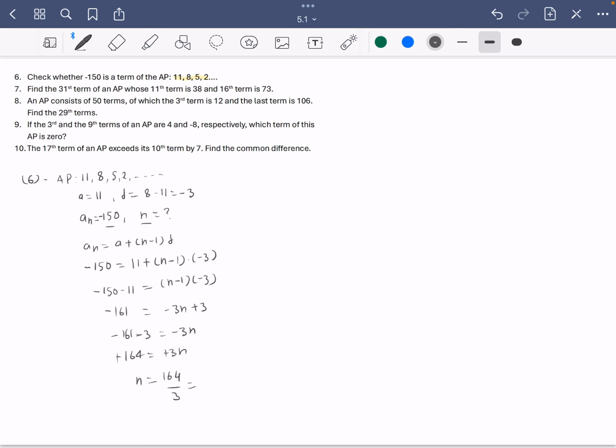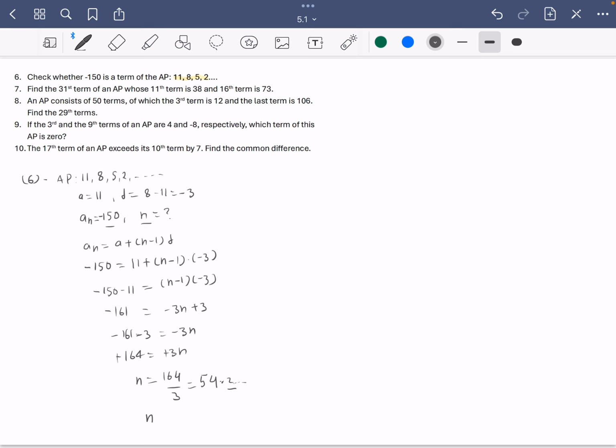Can I divide 164 by 3? It's 3 times 5, 15, and it remains 14. Yes, 3 times 4 is 12. We still have 2 left, which I cannot divide by 3. So it's 54 times something.